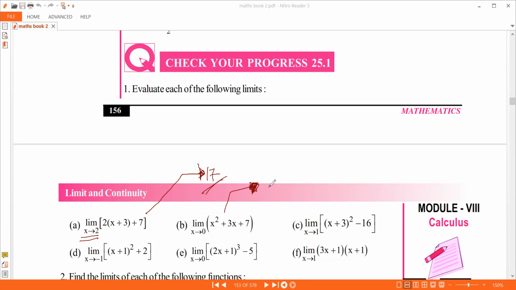How, Aditi? 11. Oh, 0. One second. 0 plus 3 into 0 is 0. 7. 7 is the answer. Yes, correct.